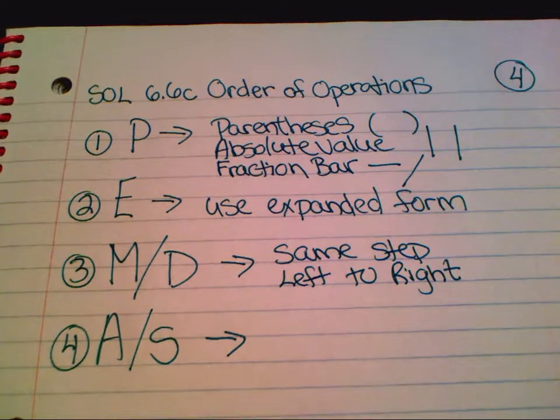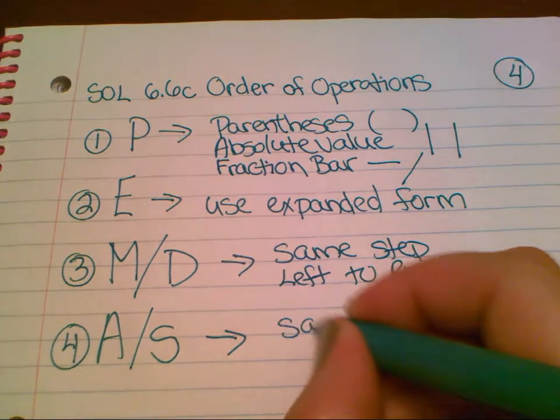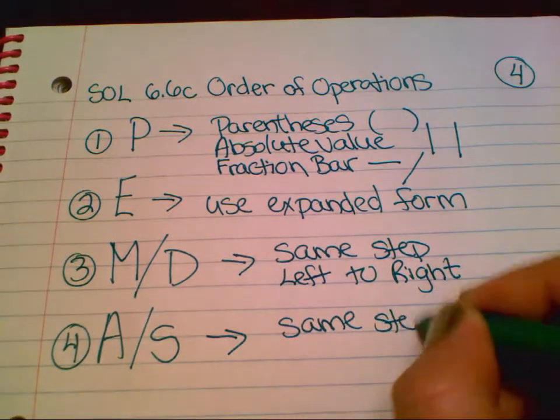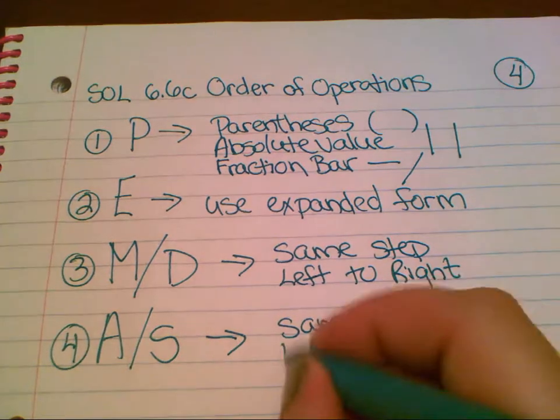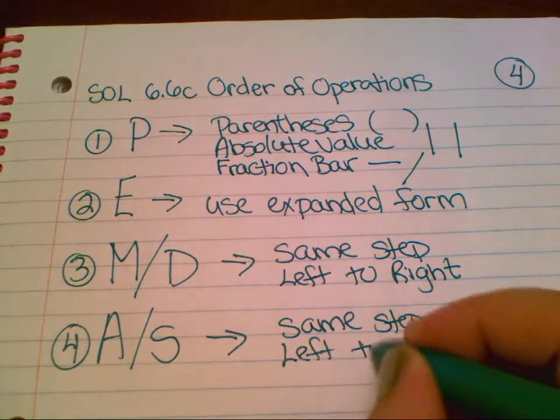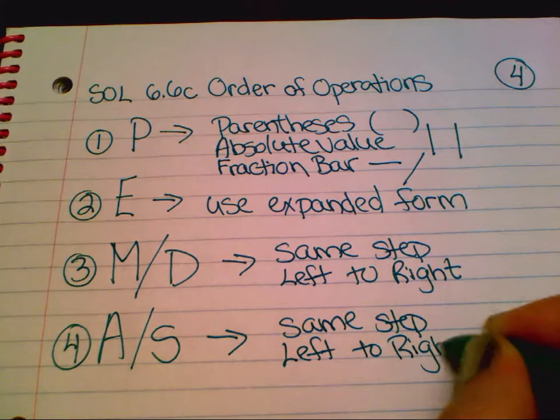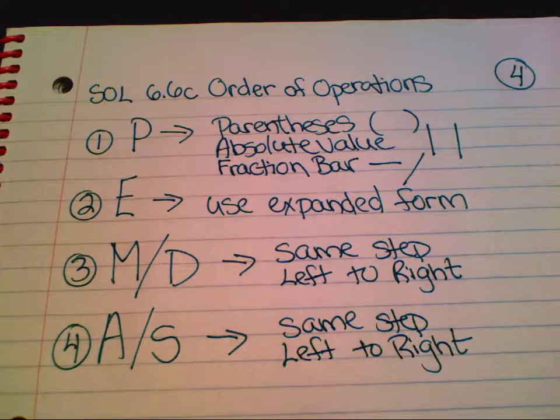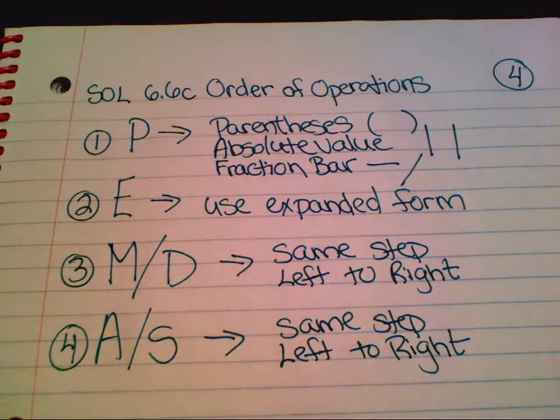Likewise, addition and subtraction are also the same step. So of those 2 operations, I would do whichever one comes first from left to right in the problem. Or maybe I have 2 addition operations in the problem. Again, I would just go from left to right, or 2 subtractions. I would just go from left to right in the problem.